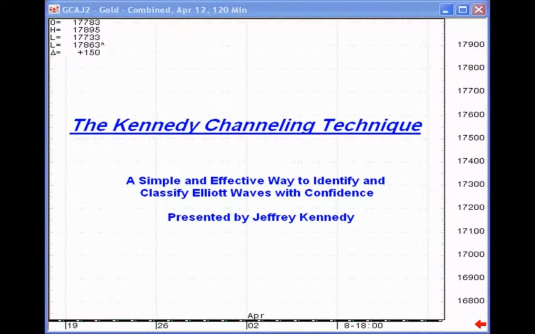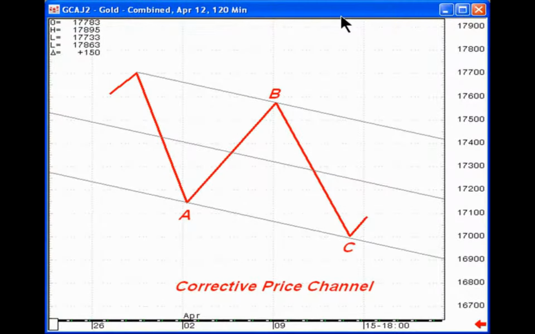The first thing we need to talk about is number one, corrective price channel or corrective price action. When I say corrective price action, I'm talking about your corrective wave patterns, your zigzags, your flats, your triangles. Corrective price action tends to be contained within parallel lines, and I call that channel the corrective price channel.